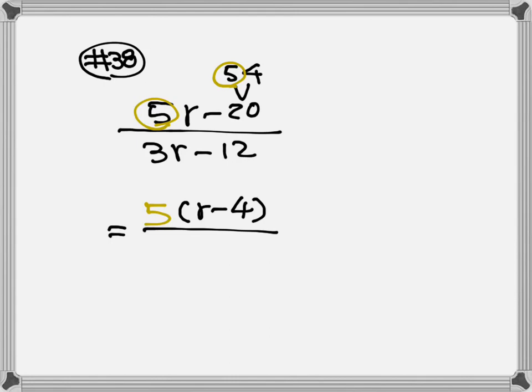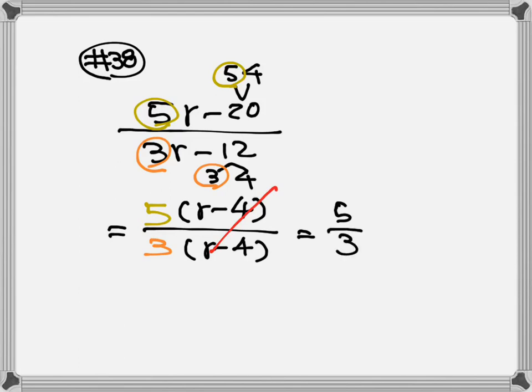For the denominator, 3 can go into 12. 3 times 4 equals 12. So the common factor for the denominator is 3. So here we're going to factor out the 3. Inside the parenthesis, we have r minus 4. Now, top and bottom both have r minus 4, so we cancel out the r minus 4. So my answer will be 5 over 3. Okay. Now let's look at number 42.